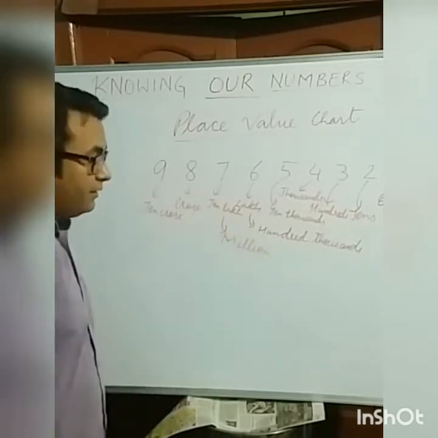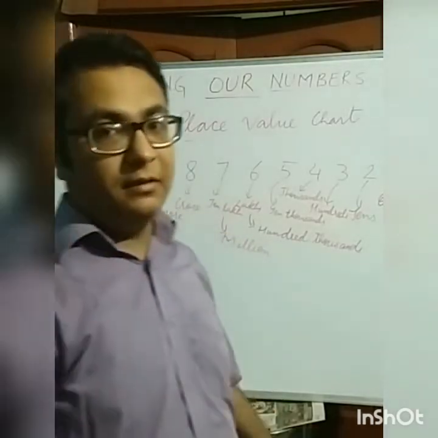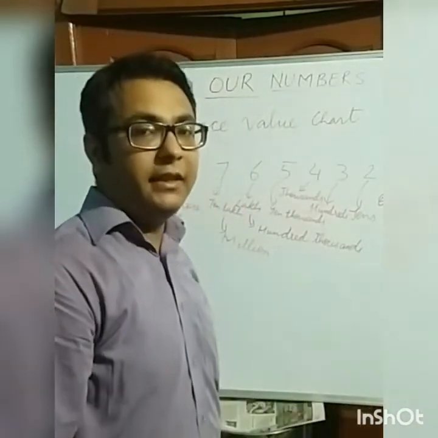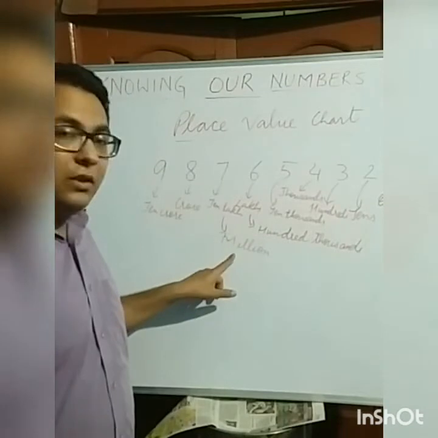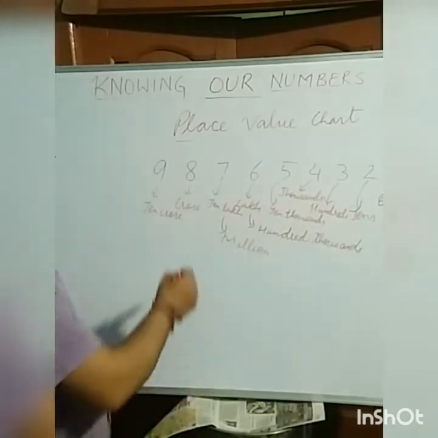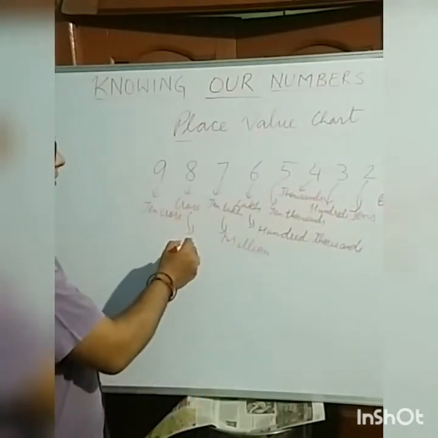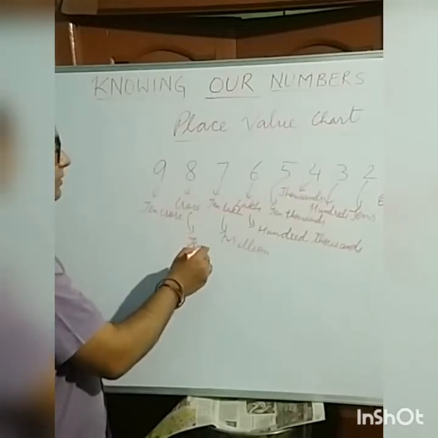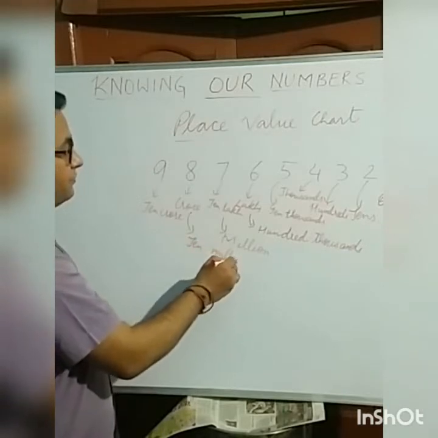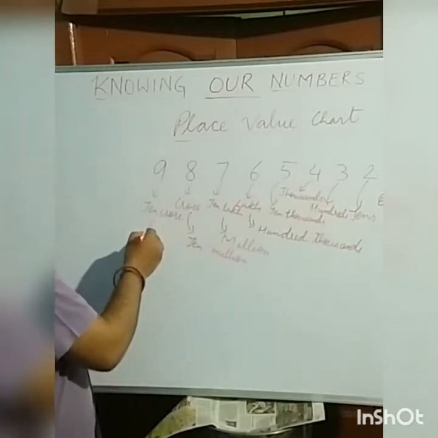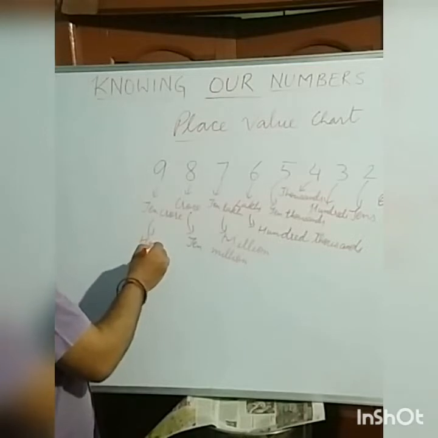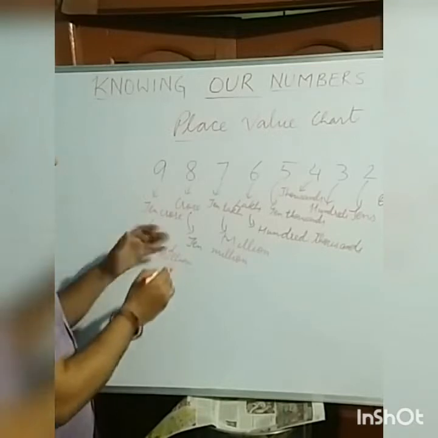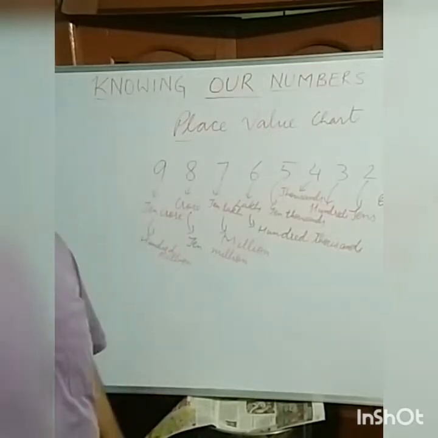Understand it very carefully. There is a lot of confusion between million and lakh. Most of us think that lakh and million are the same, but that is not the case. 10 lakh is equal to 1 million. Okay. Then crore will be called 10 million. Crore is 10 million. Then 10 crore is called 100 million. After that we have billion, 10 billion and so on.